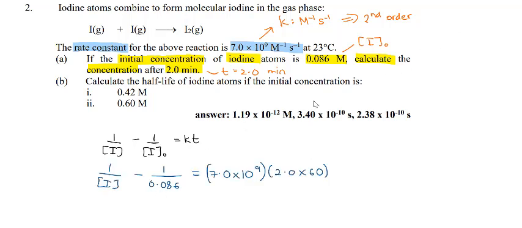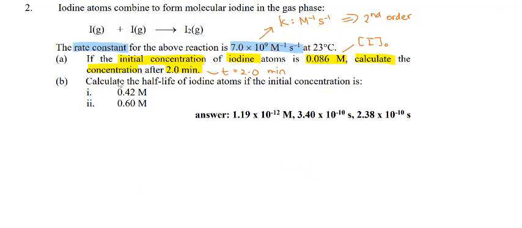And then substitute the value. All right, so remember our k here is in seconds, so we have to change the time into seconds. So times it with 60, and then solve it, you will get the concentration of iodine after 2 minutes. And then (b), calculate the half-life.